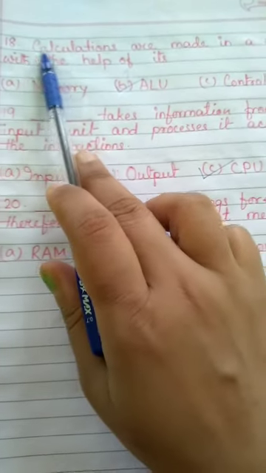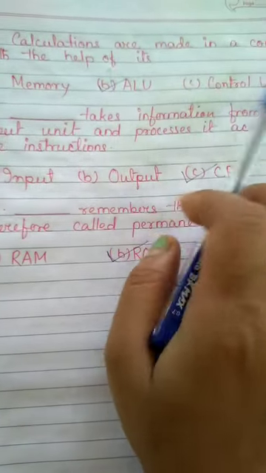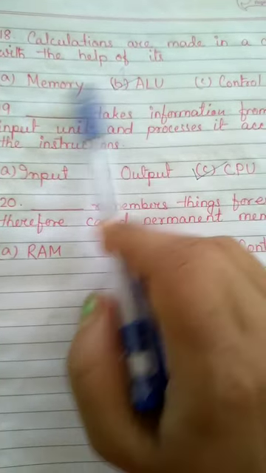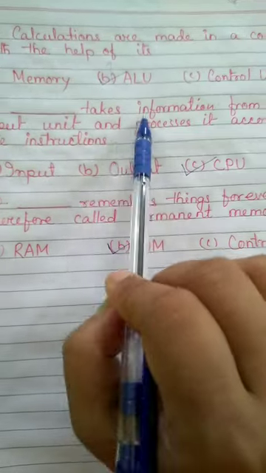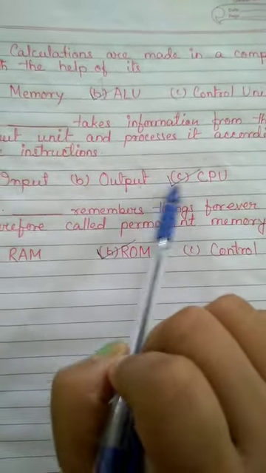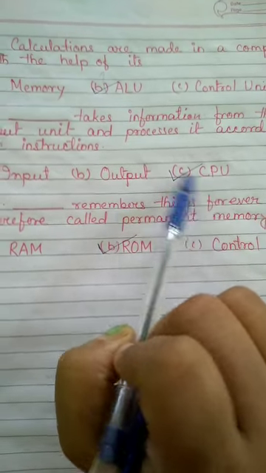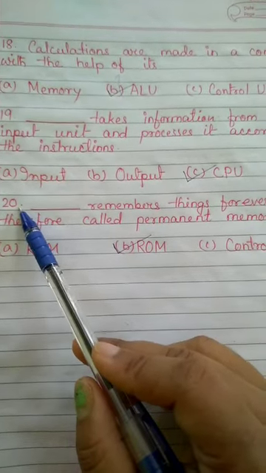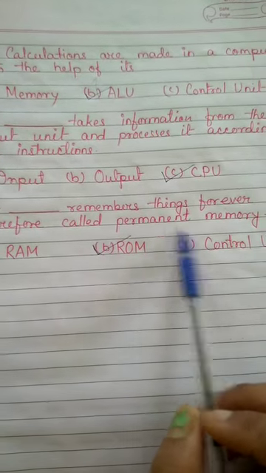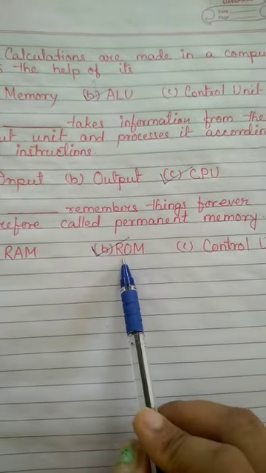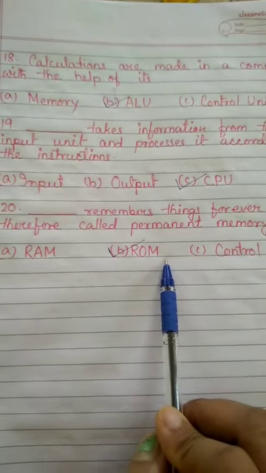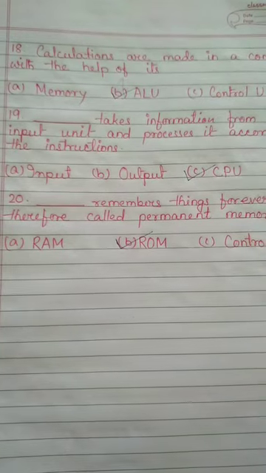Question number 18. Calculations are made in a computer with the help of ALU. Option B is correct. Question number 19. Dash takes information from the input unit and processes it according to the instructions. Option C is correct, CPU. Question number 20. Dash remembers things forever and therefore called permanent memory. Option B is correct, ROM, read-only memory. Okay. Now have a look at all the questions and answers.